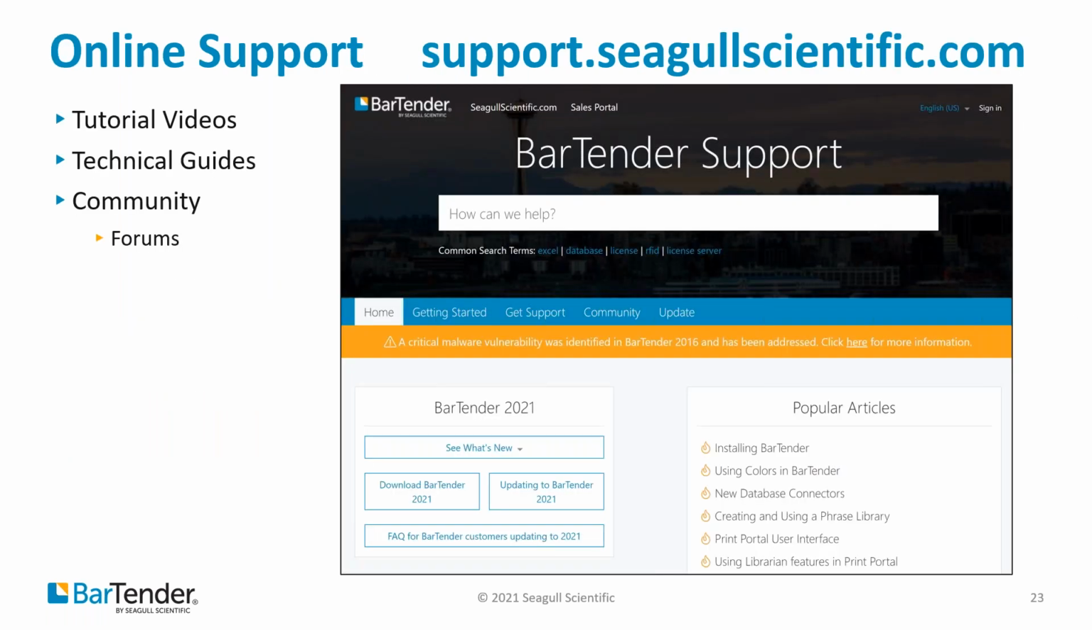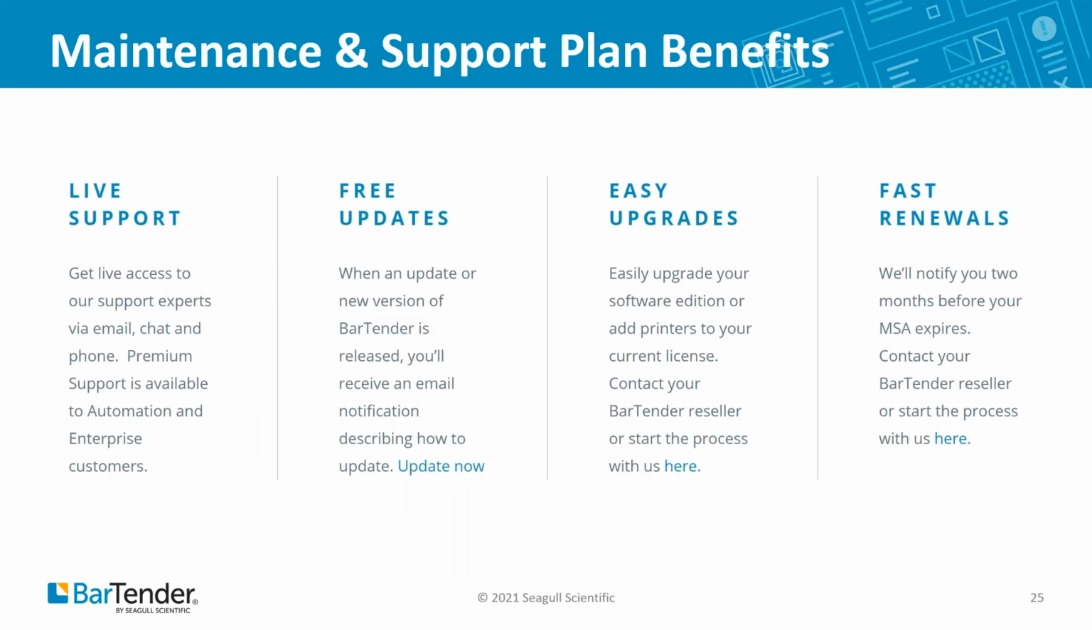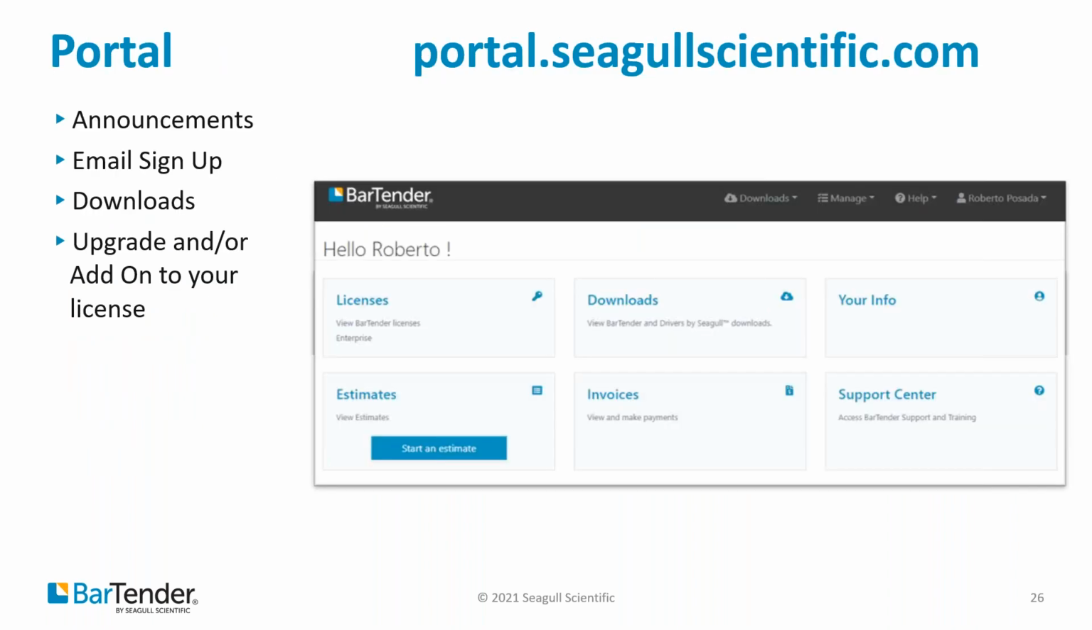Okay, when you buy BarTender, you get 1 year of maintenance. You want to keep that maintenance going because that's what gets you the free updates. We're in BarTender 2021. Guess what? Next year, there's probably going to be a BarTender 2022. If you buy BarTender now, you're on maintenance. When BarTender 2022 comes out, you'll get it free. Likewise, it's easy to upgrade, and you have access to our live support, so you can actually call in and talk to a technical support person about your challenge.